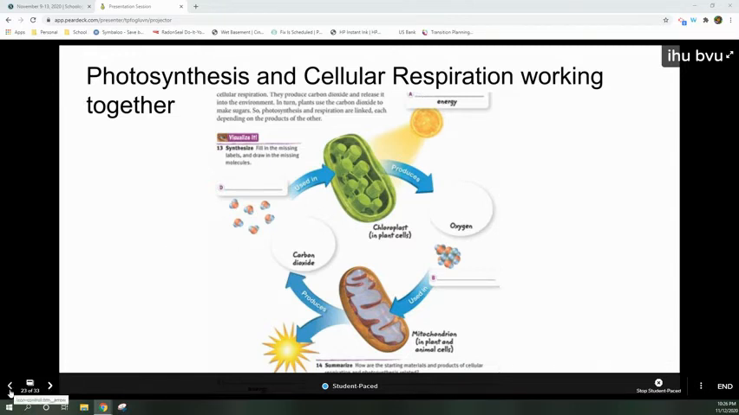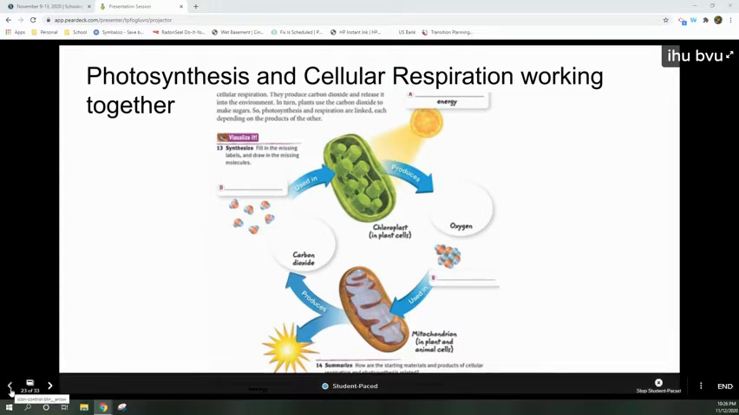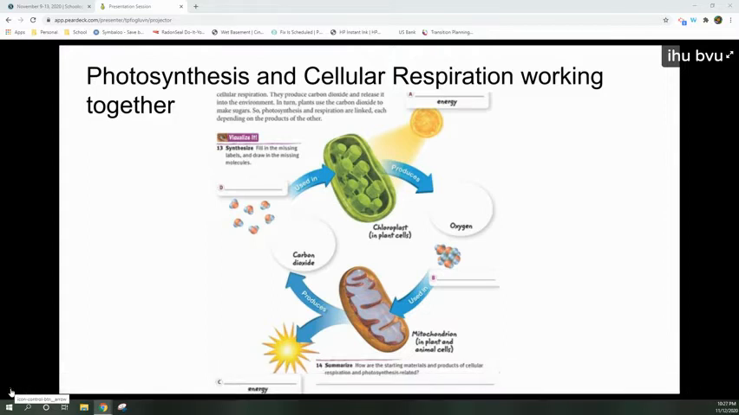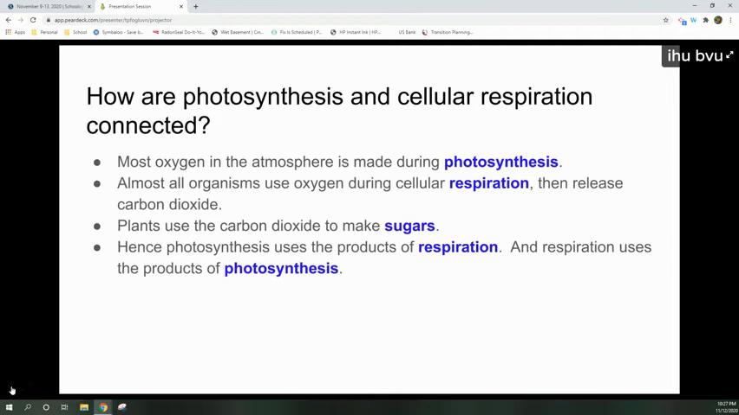So let me explain. You should have your notes open to page 3, underneath the picture of the mitochondria. The title of the section says, How are photosynthesis and cellular respiration connected? It says most oxygen in the atmosphere is made during photosynthesis. That makes sense because plants release oxygen when they perform photosynthesis. Almost all organisms use oxygen during cellular respiration.